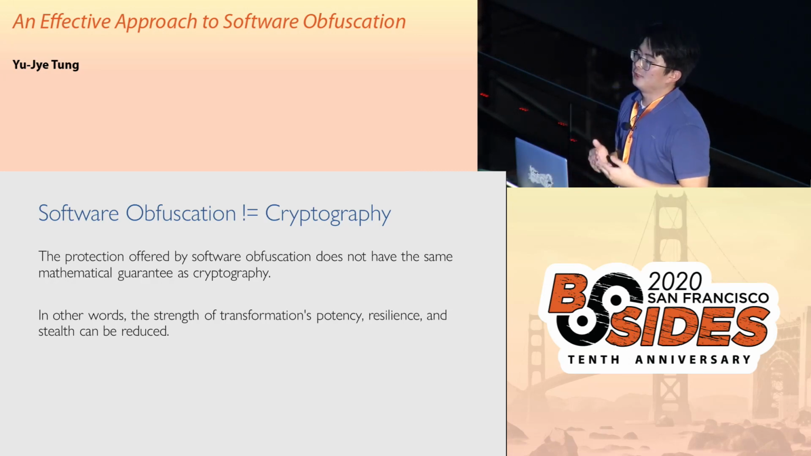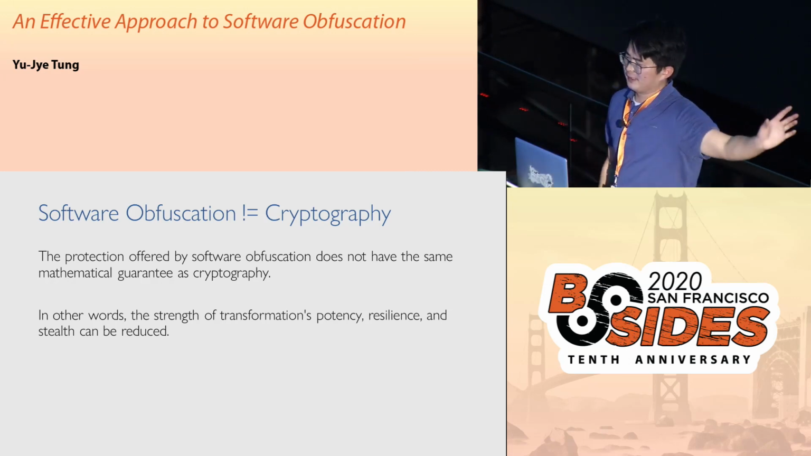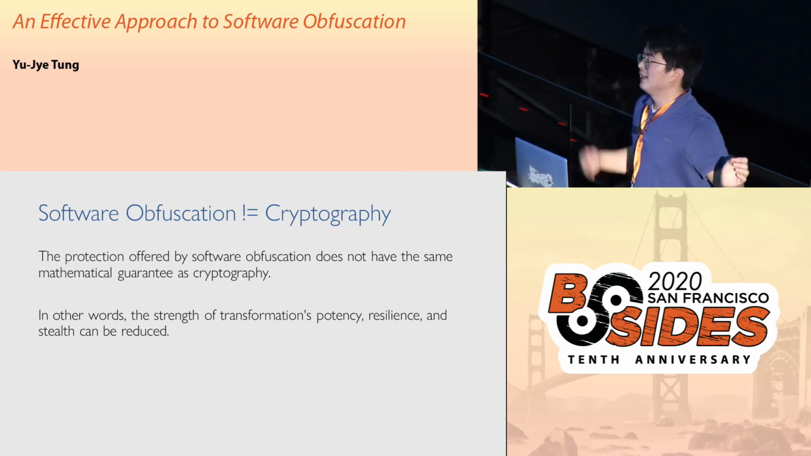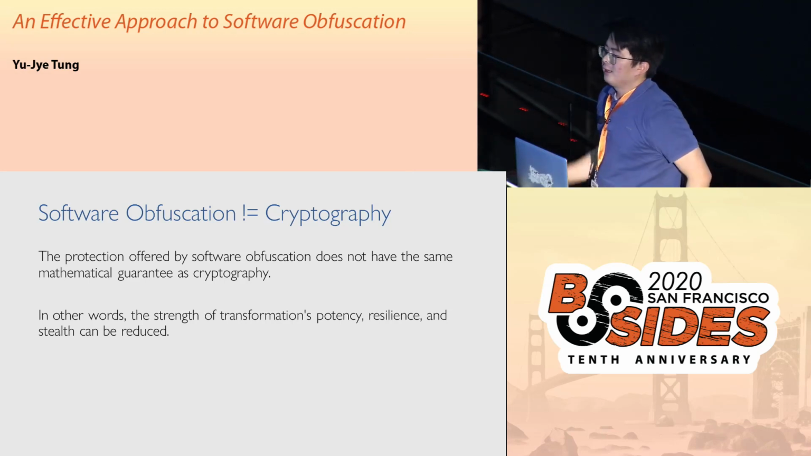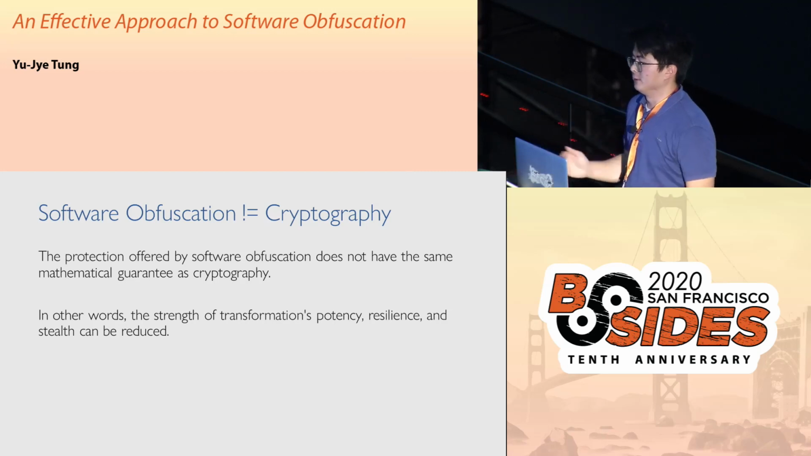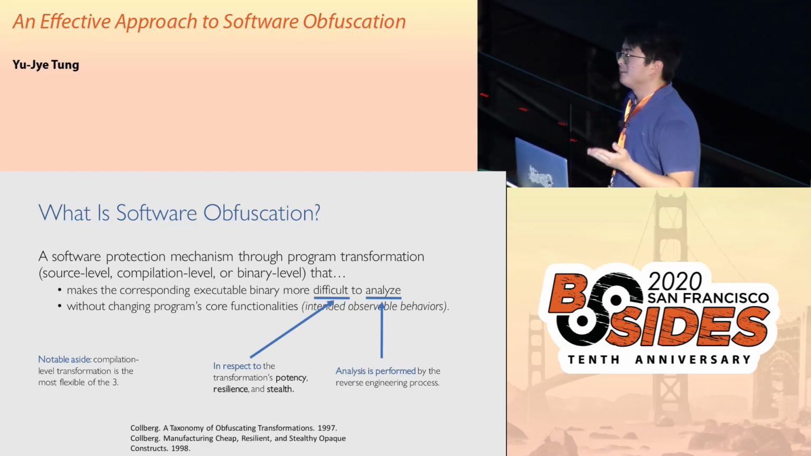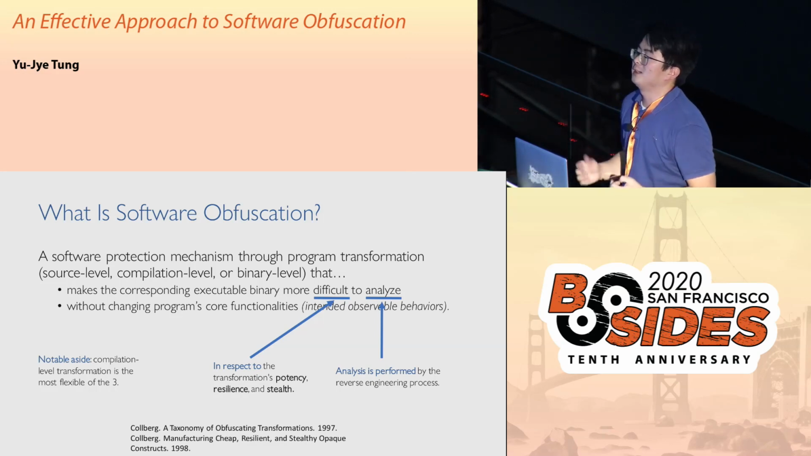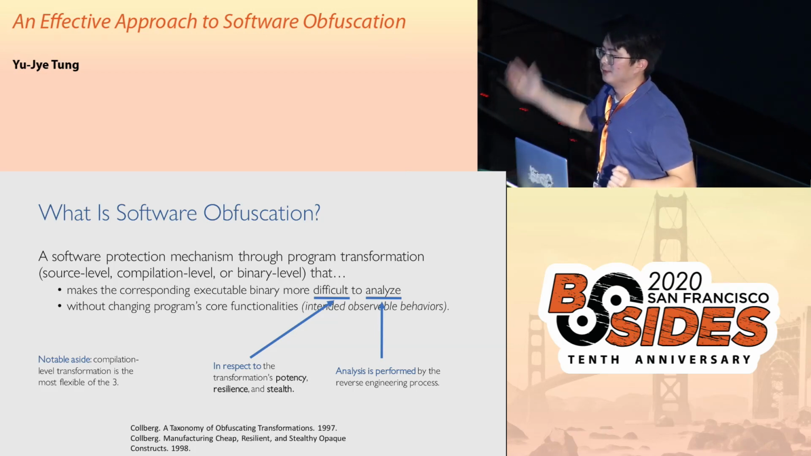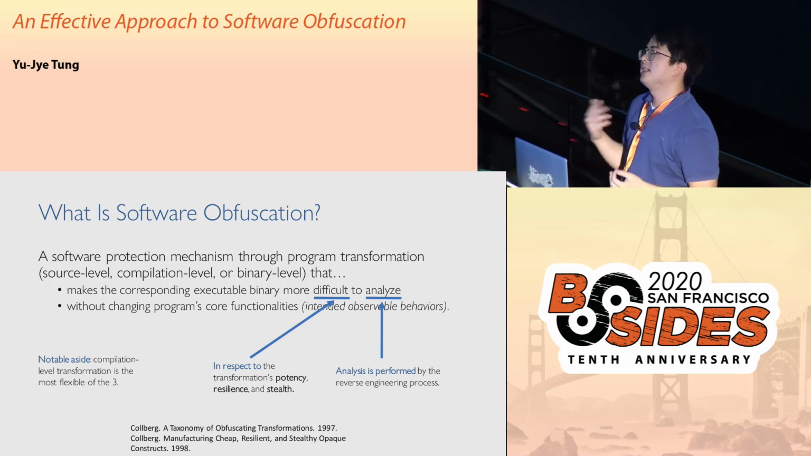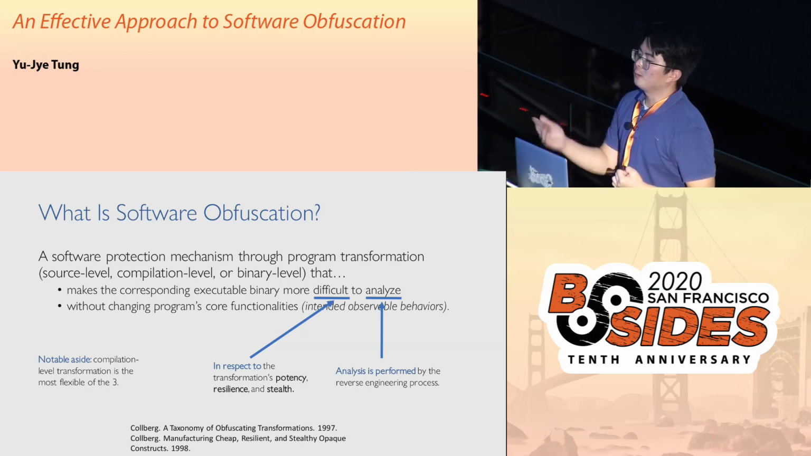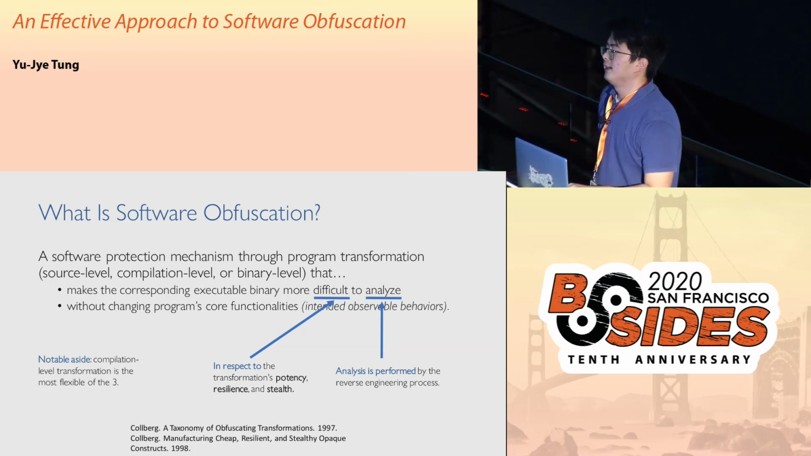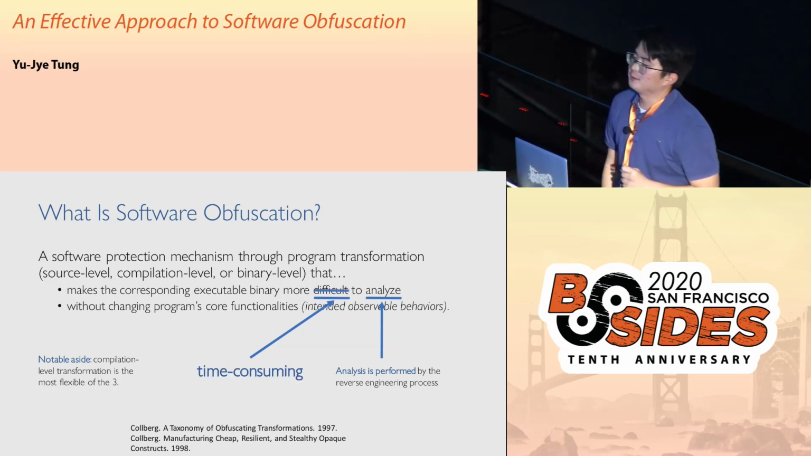In other words, for the three properties that we just discussed, the strength of each one can be reduced. So, with the knowledge that we can never make it computationally impossible within one's lifetime to undo an obfuscation transformation, the ones that we know now or the ones that we might discover in the future, perhaps there's a better or more precise term for what we meant by more difficult to analyze. And really that precise term is time-consuming.